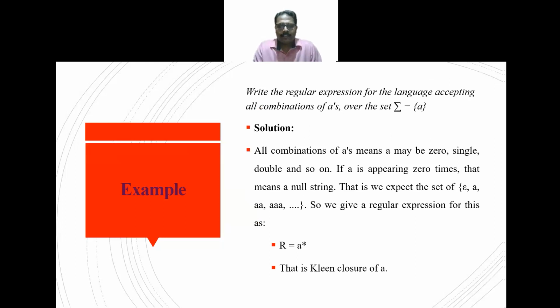Then moving to the second set of examples. Suppose you are provided with a statement: write the regular expression for the language accepting all combinations of A over the set sigma equal to {A}. All combinations of A means it may be zero occurrences of A, a single occurrence of A, or any occurrences of A. If A appears zero times, it is a null string. So we expect the set {epsilon, A, AA, etc.}. It is clearly the lean star of A. So we give the regular expression for this statement as R equal to A star, that is the lean closure of A.